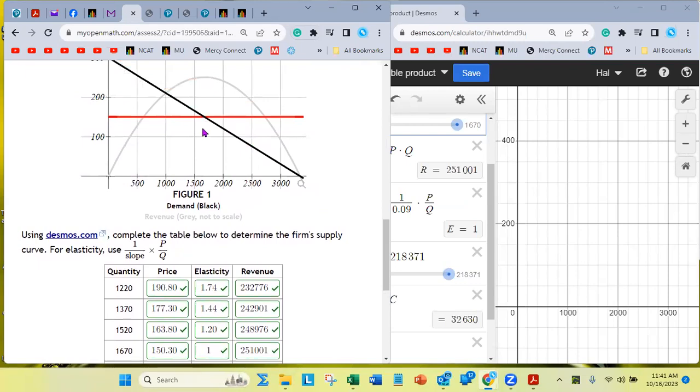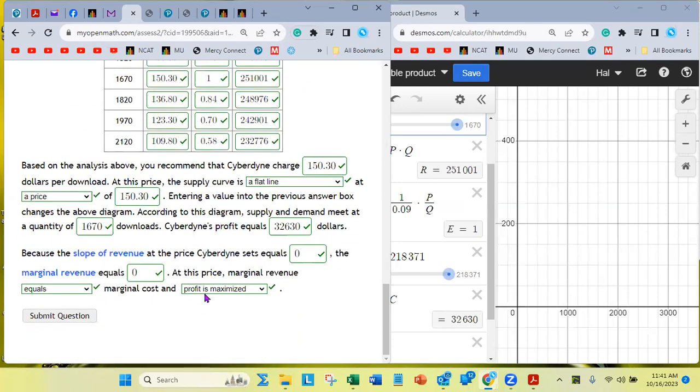At this price, the quantity is 1670. Revenue is maximized at $251,001. If I take a little step to the left, a little step to the right, revenue doesn't change much. It changes very, very tiny, right? So we can say the marginal revenue is 0, right? It's really close to 0. If that step is infinitesimally small in either direction, revenue is not going to go down. So marginal revenue is 0, marginal cost is 0, and so profits are maximized.